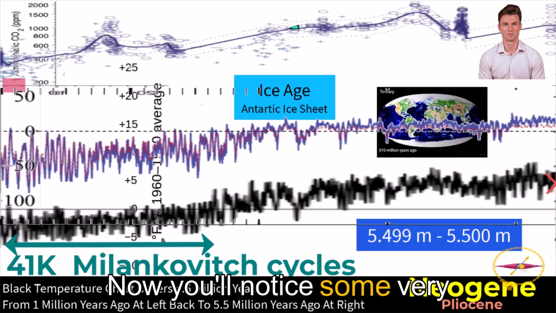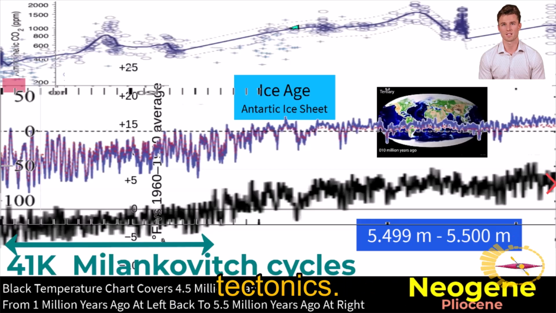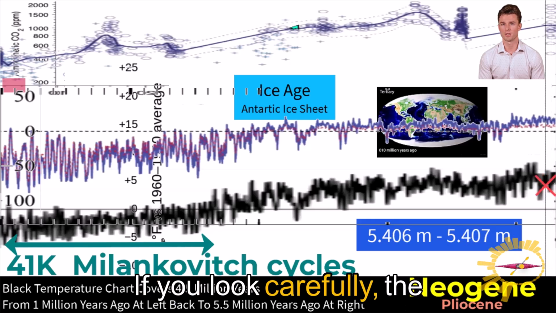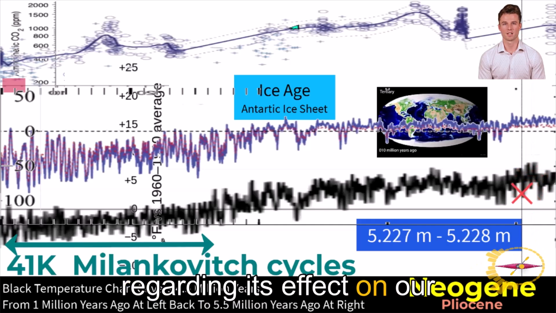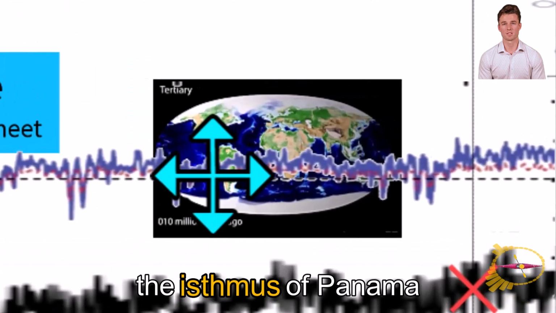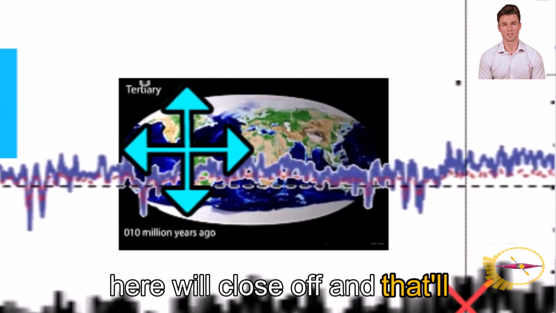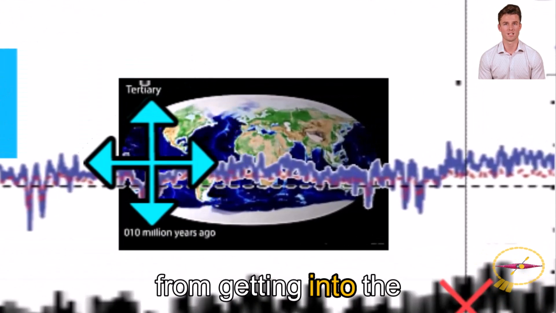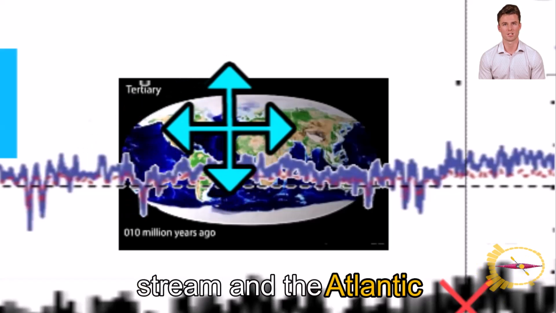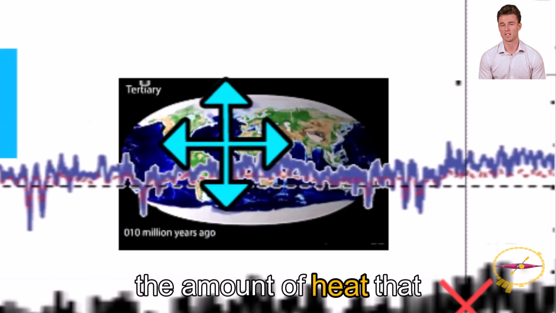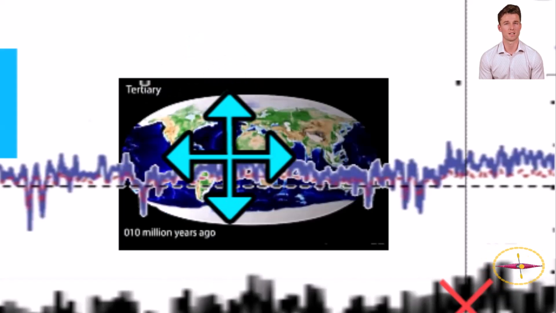Now you'll notice some very slight changes in plate tectonics. If you look carefully, the only significant thing that's really going to happen regarding its effect on our climate is that eventually the Isthmus of Panama here will close off, and that'll keep water from the Pacific from getting into the Atlantic. That'll change the Gulf Stream in the Atlantic Ocean, and that will change the amount of heat that gets up here in the North Atlantic.